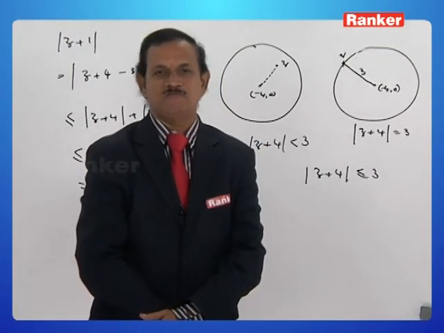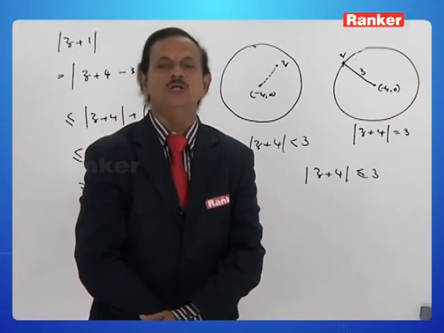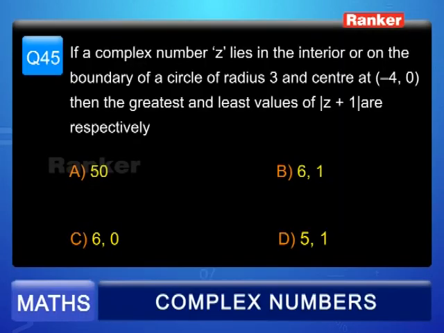Hence, we have taken the decision: the least value of mod Z plus 1 is 0 and the greatest value of mod Z plus 1 is 6. Therefore, 6 and 0, they are available in option C. So, the suitable option is option C. And the right answer is, of course, 6 and 0. Right. That is the answer. Let us now see the next question.